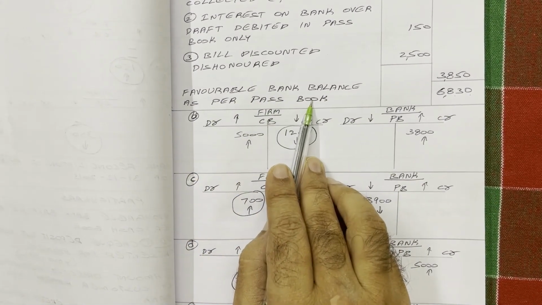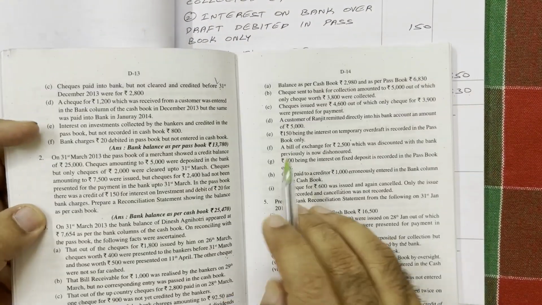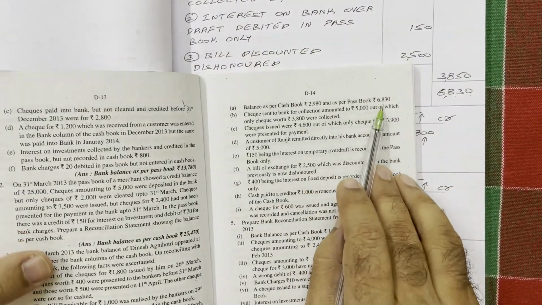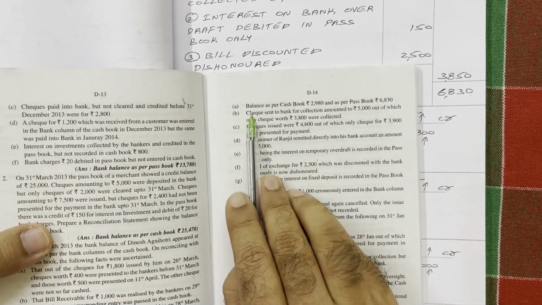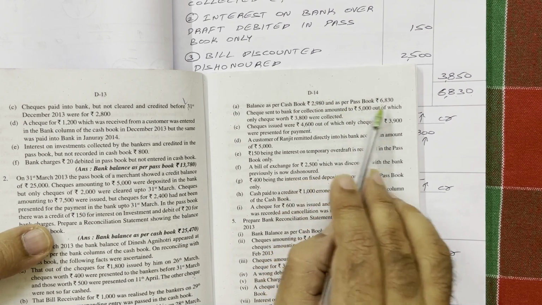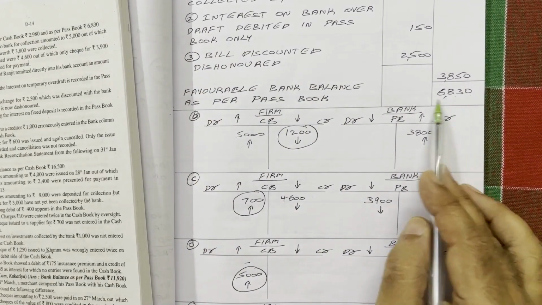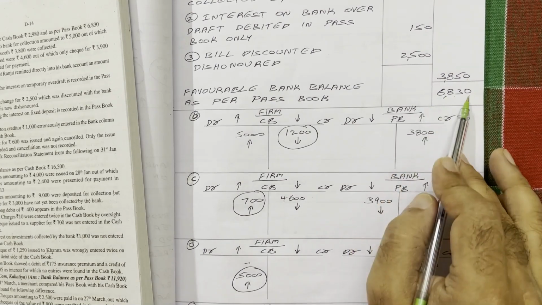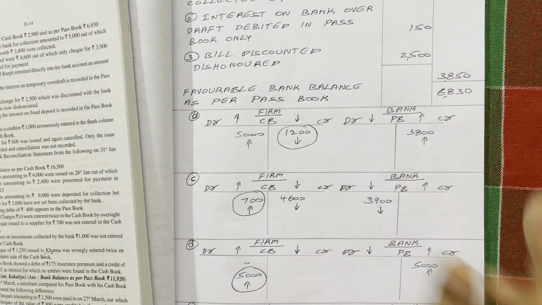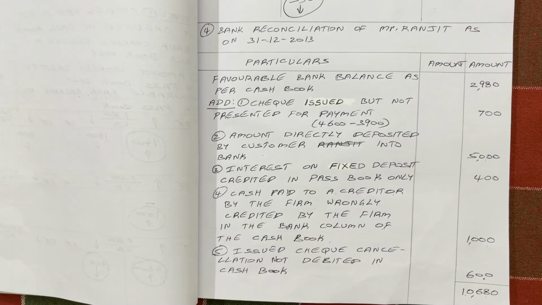And in the present problem, the question is giving these two balances, no? So we have to verify whether the same answer came or not. See the question. Bank balance as per cash book 2,980 and as per passbook 6,830. And here also 6,830 only came. So the correct bank balance we have calculated. This is the solution. Take a screenshot of this. First page.